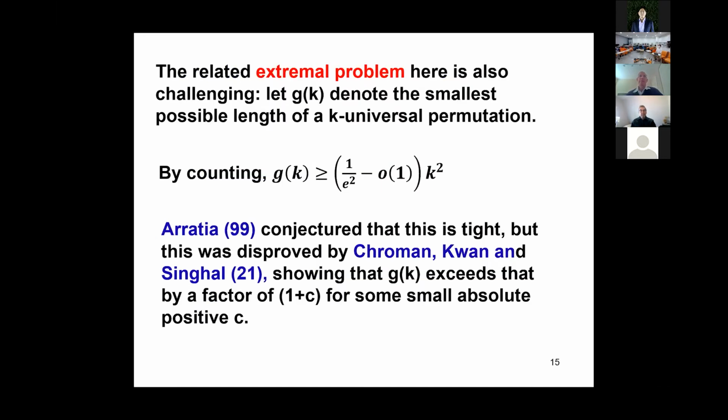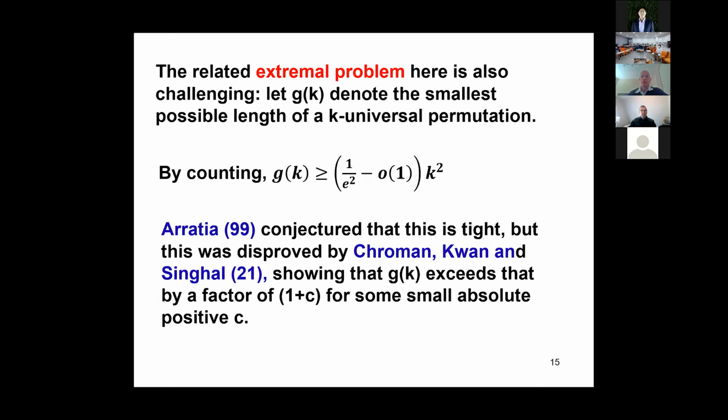Again, here people consider the extremal problem as well. So here we can denote by g of k the smallest possible length of a k universal permutation. And by counting, this g of k is at least roughly k squared over e squared. So this is just by counting. And Arakia conjectured that this is tight, but this conjecture is incorrect.